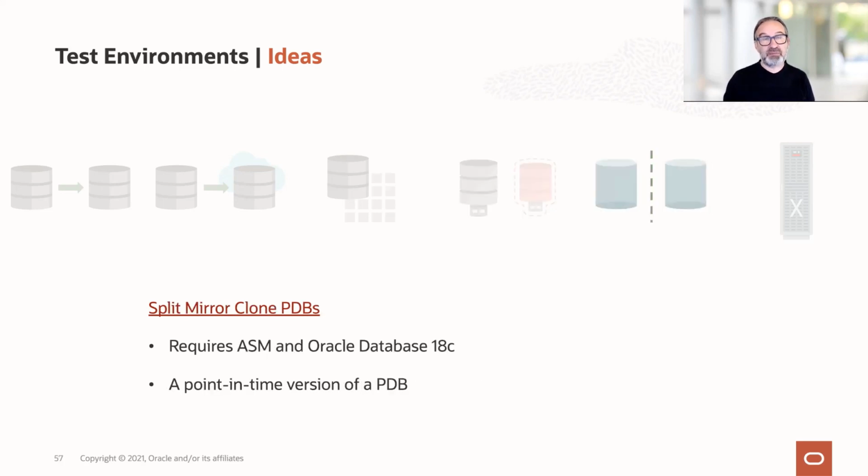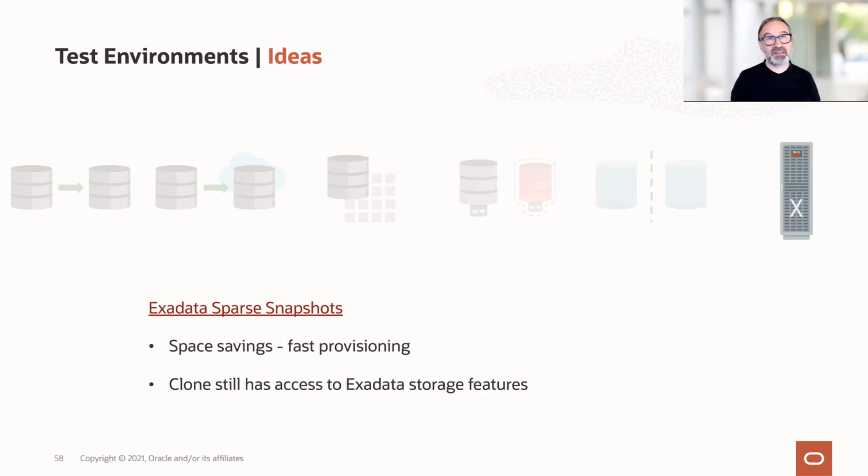Then we have split mirror CloneDBs. This requires ASM and at least 18c, and it will be generating a point-in-time version of a PDB. And finally, on Exadata, sparse snapshots. Here you can save a lot of space, provision fast, and it supports most of the storage features as well.